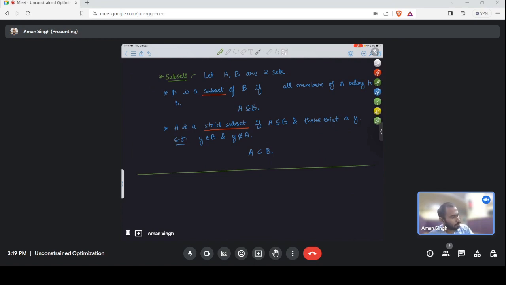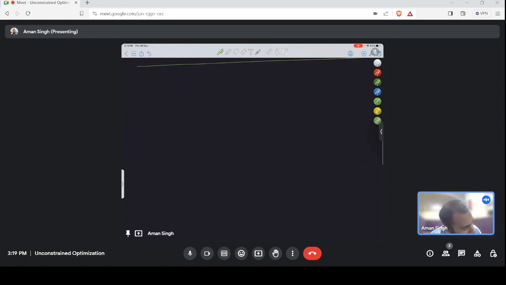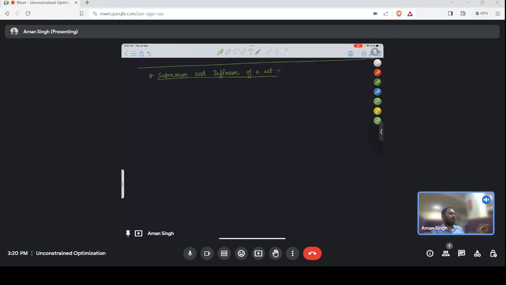And we'll define something called supremum and infimum. So this will be quite useful when we'll be studying optimization in detail. So it's better to define it right now. Just by the name, you can decipher what it means. So I'll go ahead and define it.